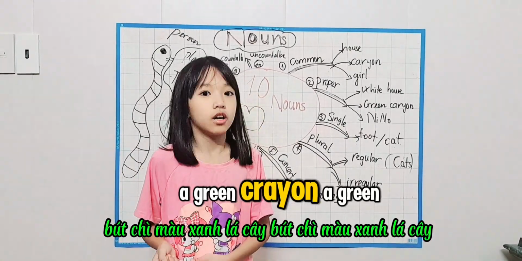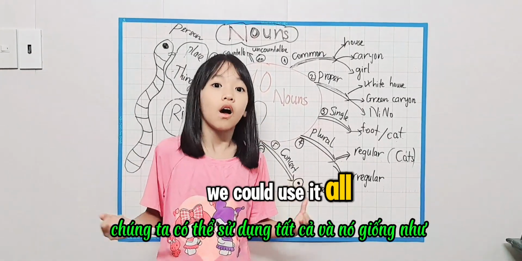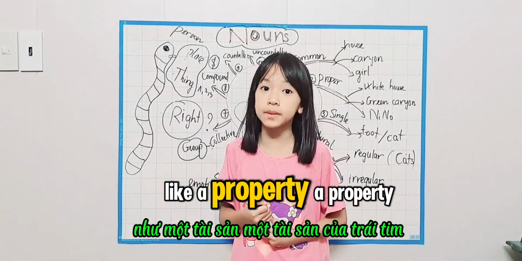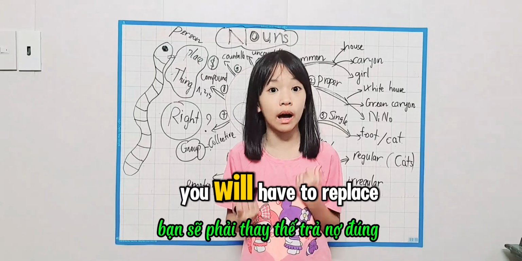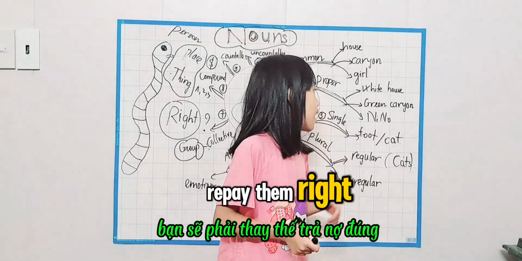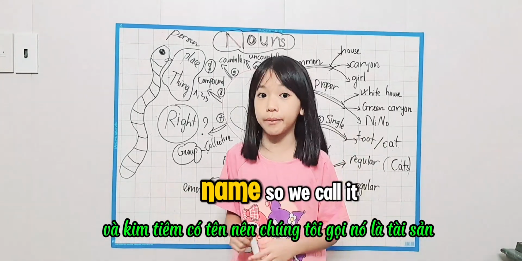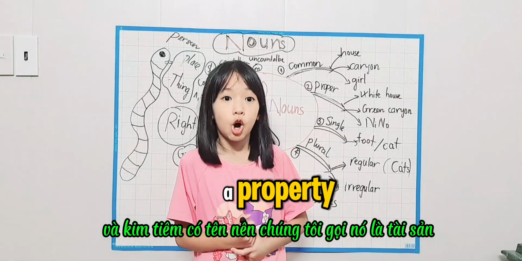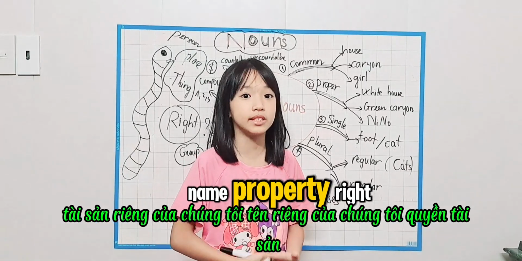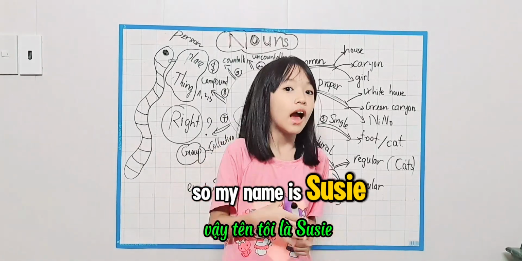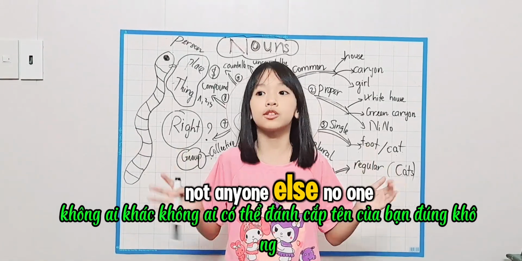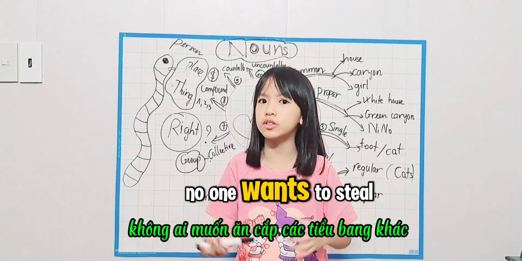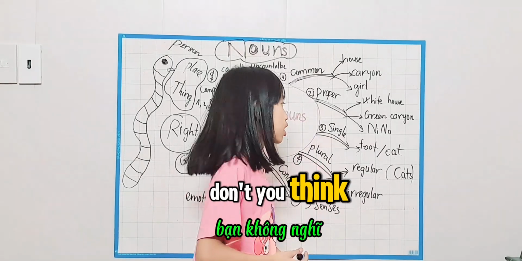A green crayon. A green crayon, we could use it all, and it's like a property of ours. So if we break someone's crayon, you will have to repay them, right? And a name is kind of like that. We call it our own name property, right? So my name is Susie, and maybe your name is something else. So that's your own property, not anyone else's. No one can steal your name, right? No one wants to steal others' names, don't you think?